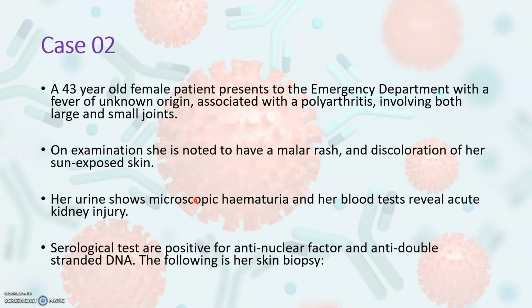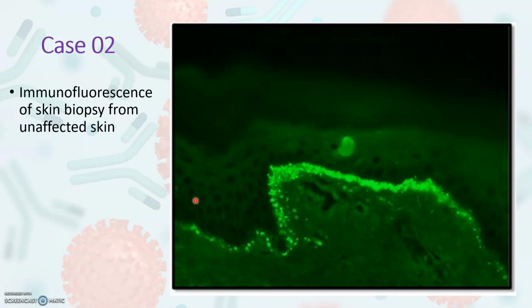The second case is a 43-year-old female who presents to the emergency department with fever of unknown origin, polyarthritis. She has a malar rash and discoloration of her sun-exposed skin. Her urine shows microscopic hematuria, and her blood tests reveal acute kidney injury. Her serological tests are positive for anti-nuclear factor and anti-double-stranded DNA, and the following is her skin biopsy.